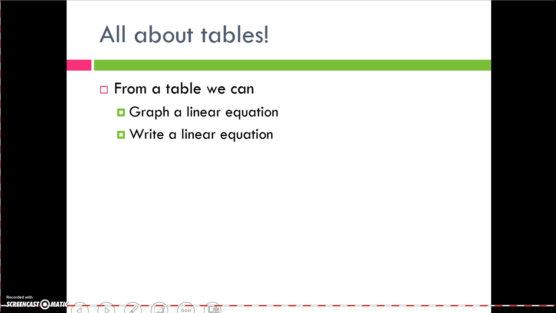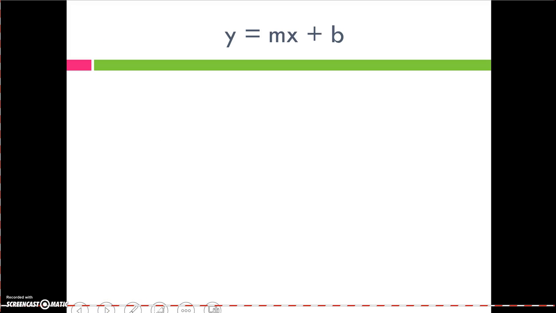So in class the past couple of days we've been creating tables from equations and then graphing those points from our table. Now we're going to start going backwards, and I'm going to give you a table of values and you're going to have to write the equation from it. The form that we're going to write our equations in is slope-intercept form, which is y equals mx plus b. You may have seen this before.